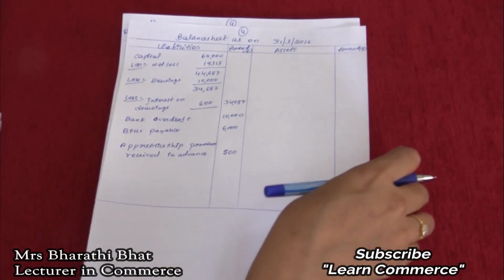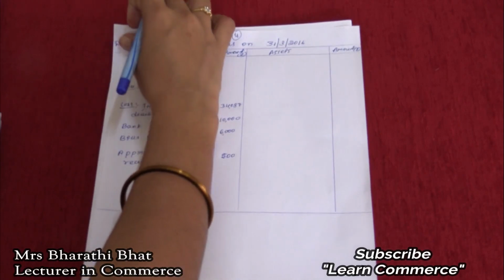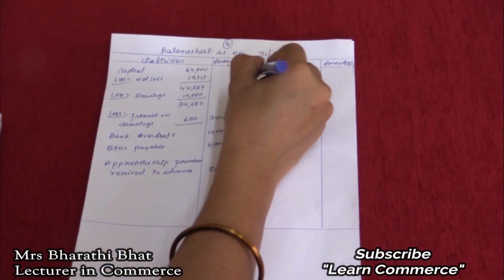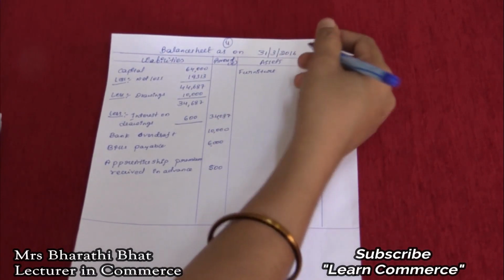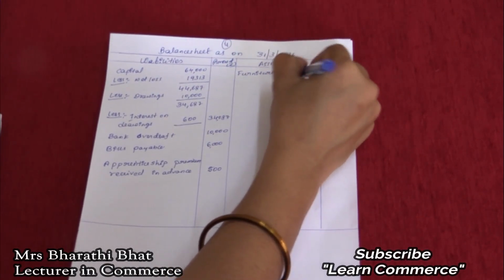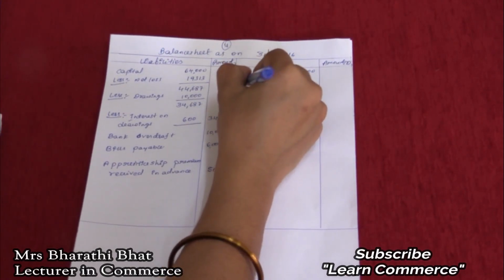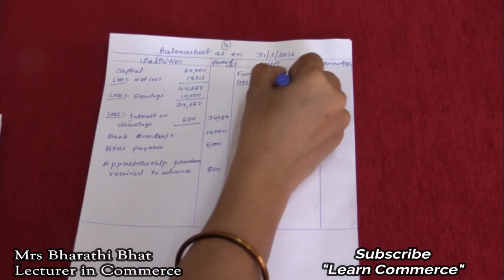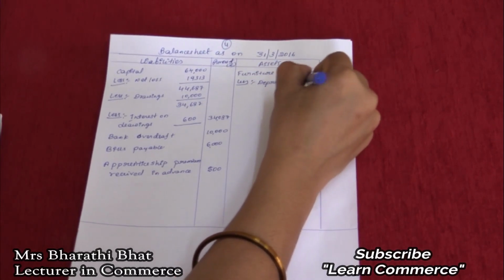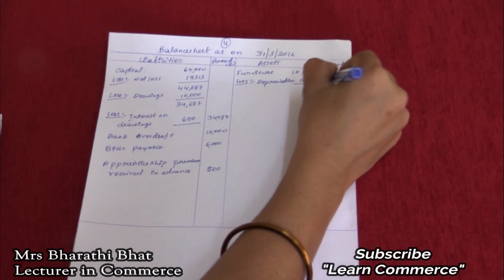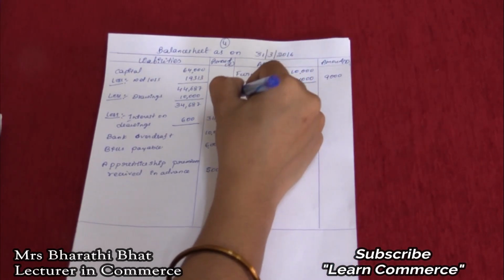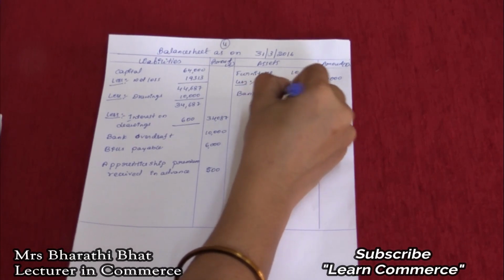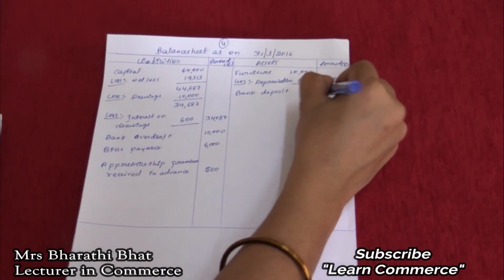Next, record all the assets, items which come under asset side. Furniture. Here write the amount in inner column because you have to deduct depreciation. How much? 1,000. 9,000. Next, bank deposit 15,000.